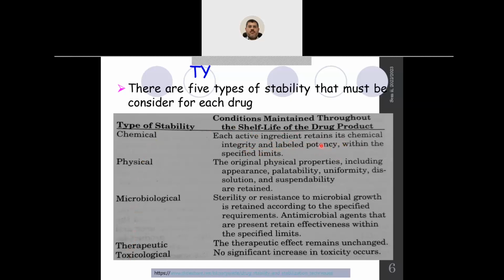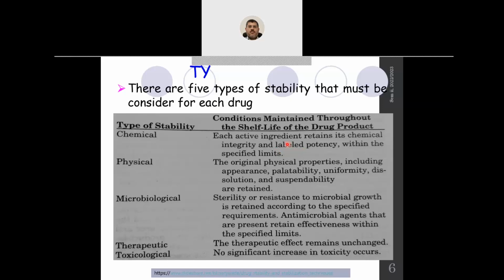When we say labeled potency, means once you read on the label of the product box, it's written that this drug, each tablet contains 5 milligram. Okay, so it should retain this amount, 5 milligram. As we mentioned, there are acceptable limits, so it should vary between 100 and 90%. Can be plus or minus 10%.